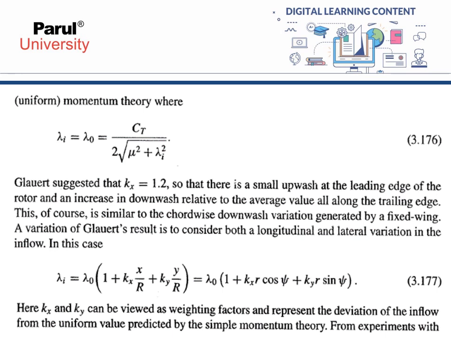This of course is similar to the chordwise downwash variation generated by a fixed wing. A variation of Glauert's result is to consider both a longitudinal and lateral variation in the inflow. In this case, lambda is equal to lambda naught times bracket 1 plus kx x by r plus ky y by r, which is equal to lambda naught times bracket 1 plus kx r cos psi plus ky r sin psi. Here kx and ky can be viewed as weighting factors and represent the deviation of the inflow from the uniform value predicted by the simple momentum theory from experiment.